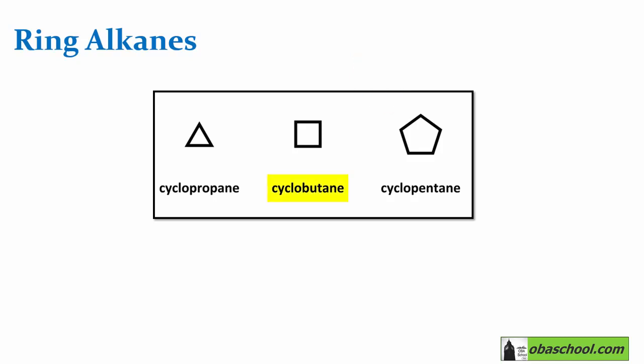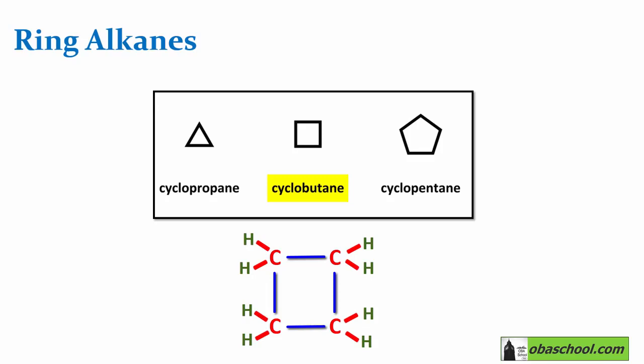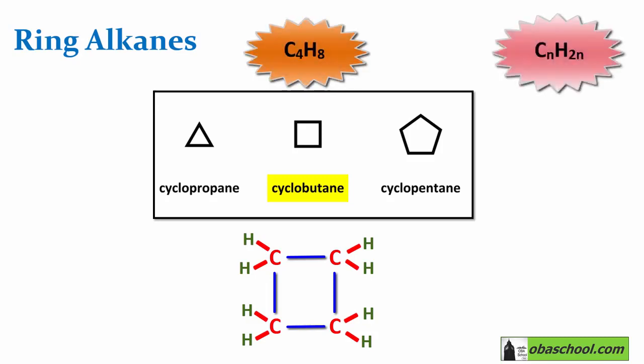If we take cyclobutane for example, these are the carbon atoms which are bonded together in a ring. Remember that carbon will form 4 single covalent bonds in alkanes. So this one is bonded to 2 carbon atoms and has 2 hydrogen atoms as well. This one will have 2 hydrogen atoms, this one will have 2 hydrogen atoms, and this one will have 2 hydrogen atoms as well. So the molecular formula of cyclobutane is C4H8. So it is CnH2n and not CnH2n+2.